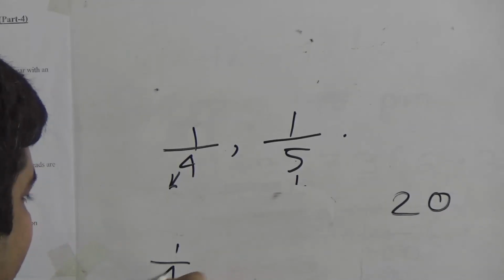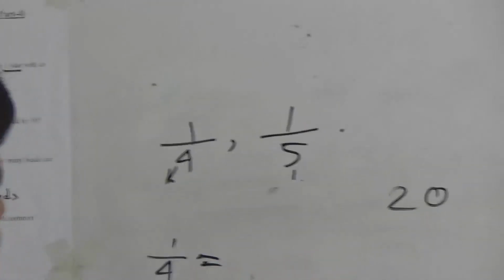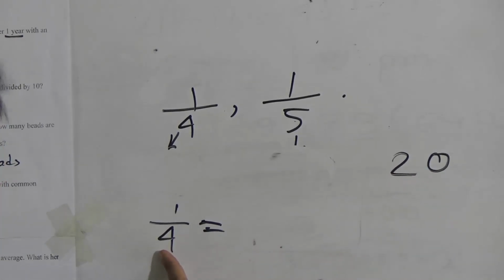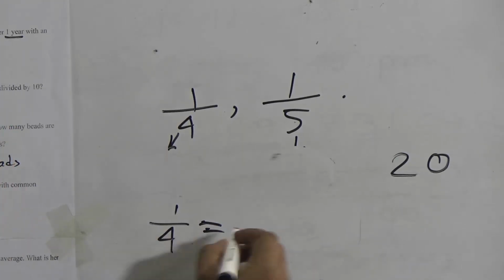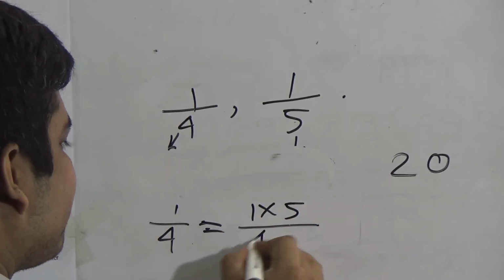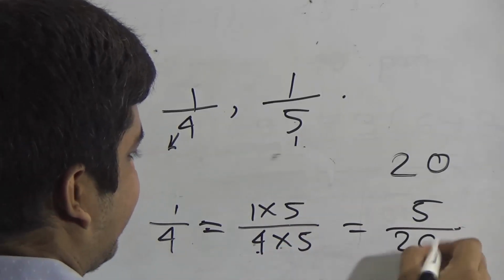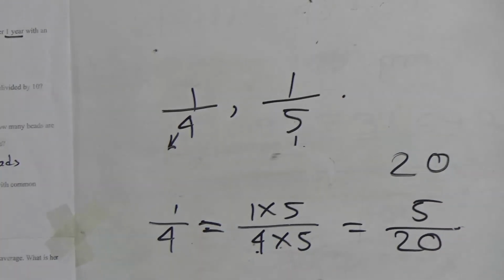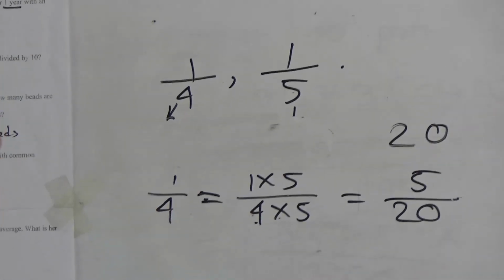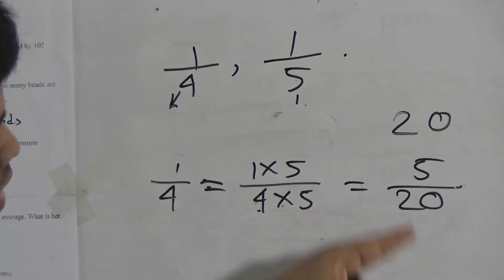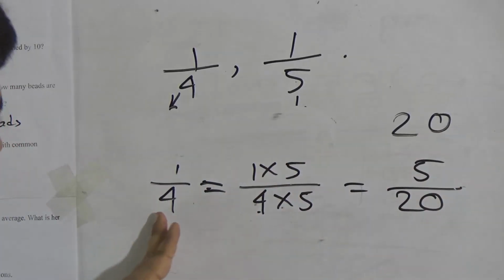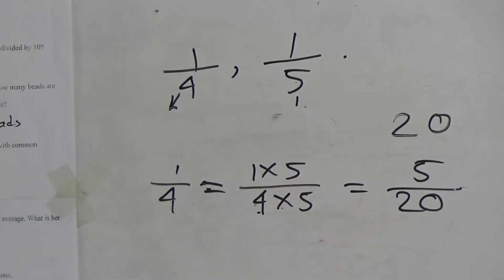Now we write 1 by 4. Dear student, notice we divide this 20 by 4 and we get 5, and this 5 is multiplied by both numerator and denominator. That means 1 multiply 5, 4 multiply 5. That means 5 ones are 5, 4 fives are 20. I repeat, dear student, at first you find the LCM of the denominators. After that you divide that LCM by the denominator of the first fraction and we get 5. That 5 is multiplied with numerator and denominator and we get 5 ones are 5 and 5 fours are 20.